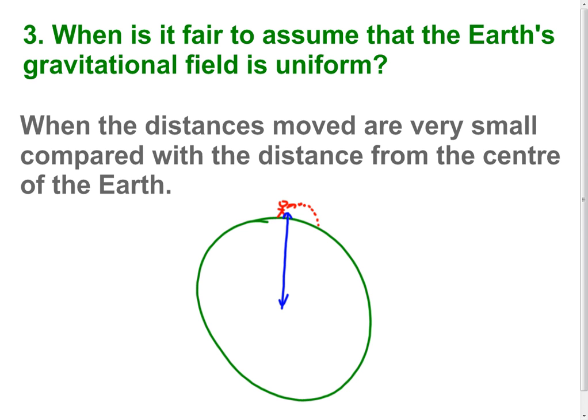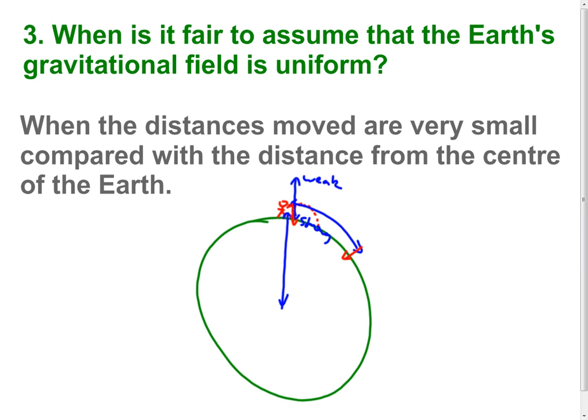If we're moving too far up or down, so if the object goes a significant distance up or down from the Earth, then this non-uniformity is going to show up, because the field strength is going to be weaker here and stronger here. Likewise, if our object moves too far around this way, the field strength won't change, but the direction of the field will change. So the direction of the field here and the direction of the field here are very different.